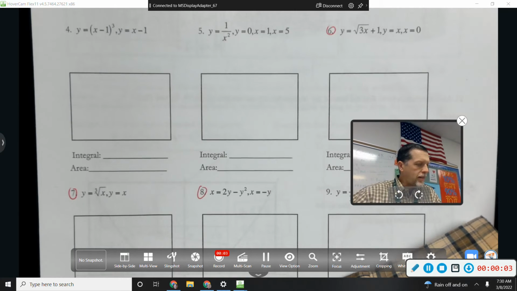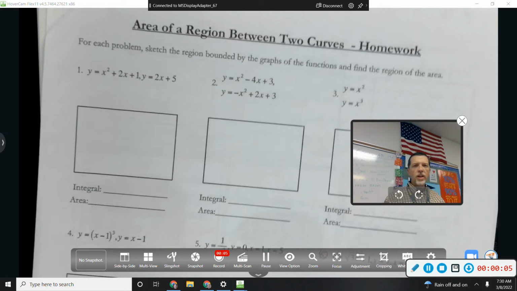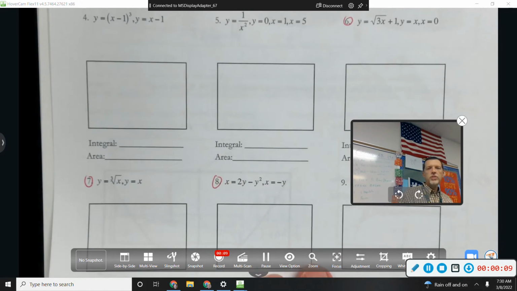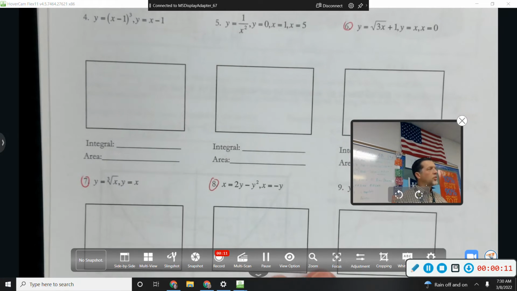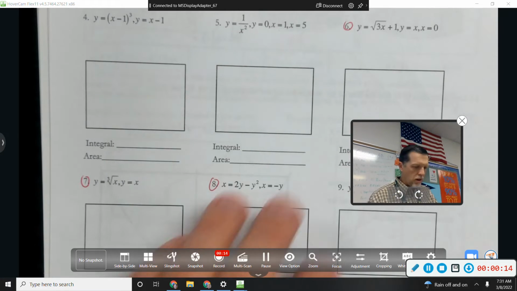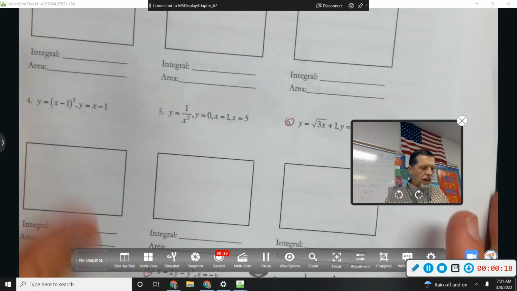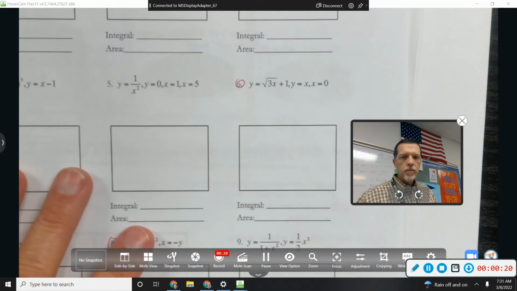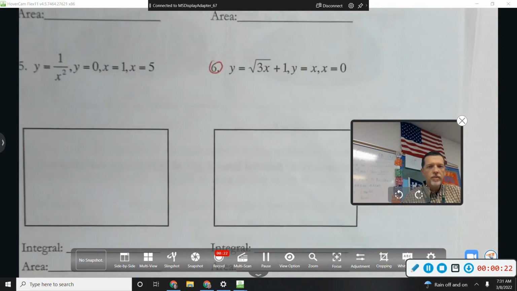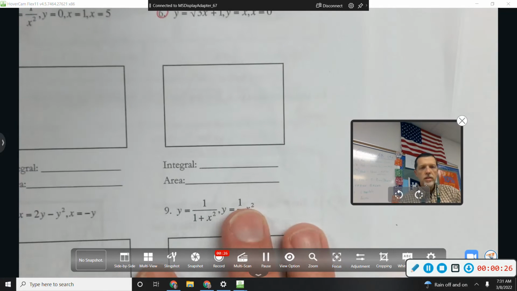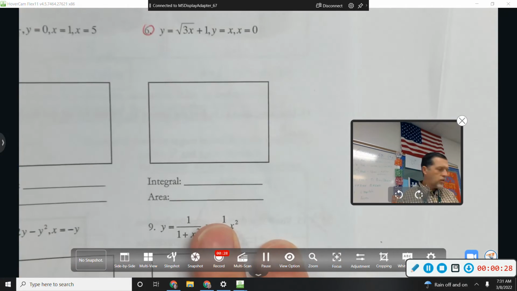Okay, looking at the homework from yesterday, area of a region between two curves. We'll start by doing 6, 7, and 8, and then we'll see where we stand if you want to do more. We need to do those hard ones on the back. But let's start with 6, 7, 8 and see what it looks like after that. Doesn't give you much room, but you can write small, and I can zoom in.